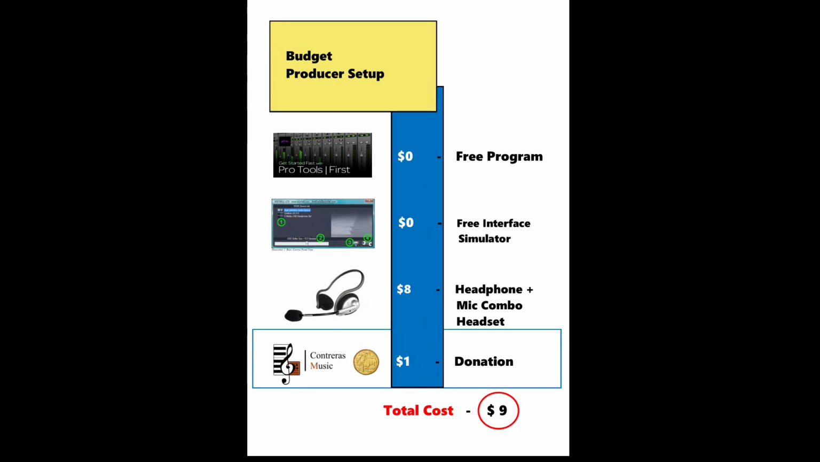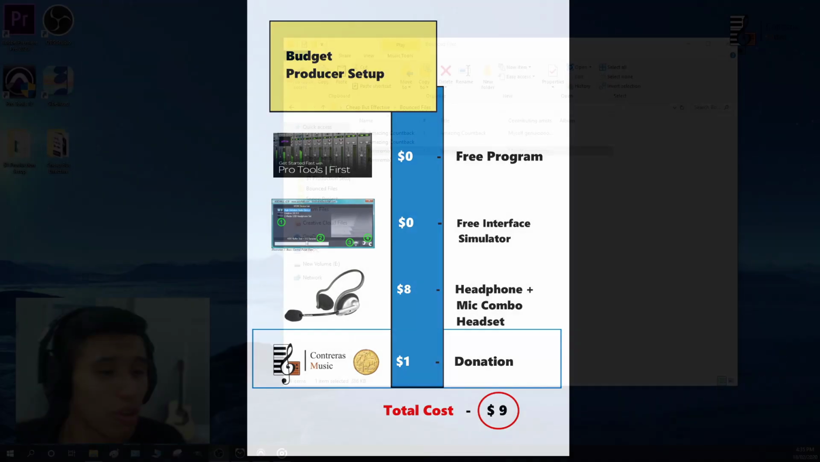Download Pro Tools First for free. You have to register, download it. Then get yourself the ASIO for All simulator, and that negates the red box. Then get yourself or borrow a cheap headphone microphone combo.